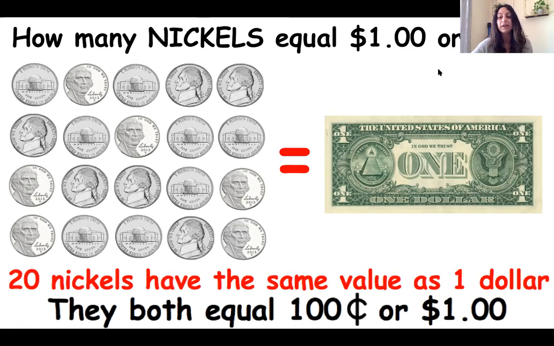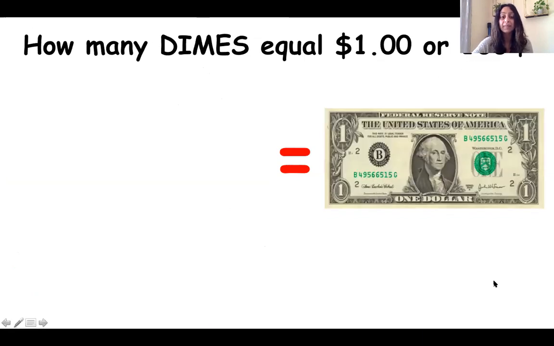Very nice. Let's move on to dimes. How many dimes would we need to equal $1 or 100 cents? We know that dimes are worth 10 cents. So count by tens. How many dimes would we need to make 100 cents? Pause and try now.